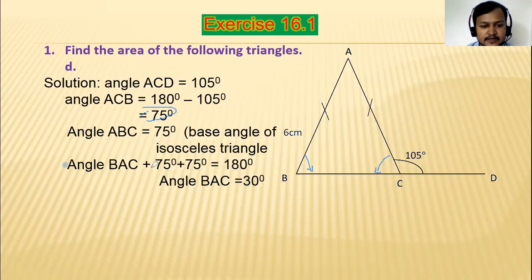the sum of angles of a triangle is equal to 180 degrees. By using that, we can find out angle BAC, and that is equal to 30. Your angle BAC is 30 degrees, and after getting angle BAC 30 degrees, now we can calculate the area of the triangle, because the area of a triangle is equal to 1/2 product of two sides into sine of the angle between them. That means 1/2 AB into AC sine angle BAC.